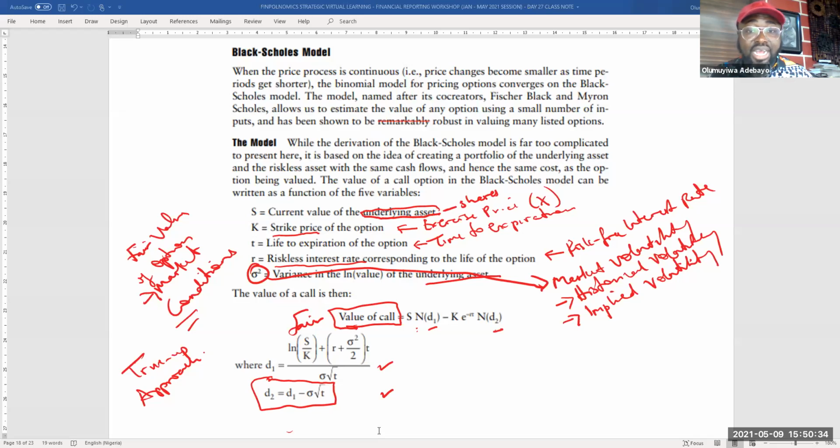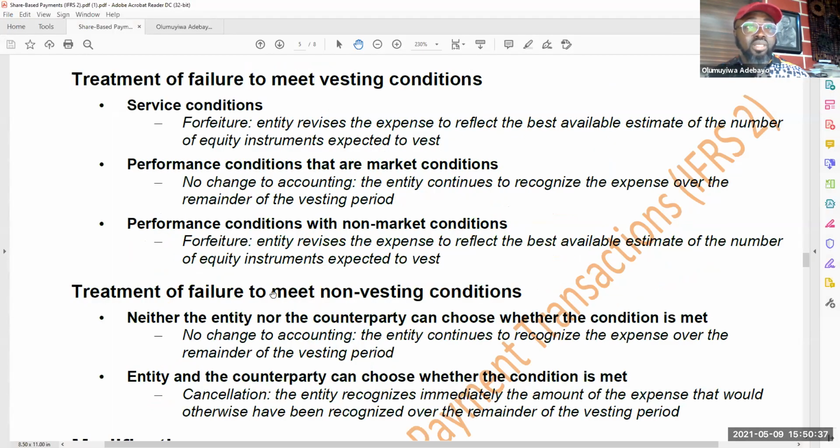But before then, I want you to finish the others. Can you finish the others? Treatment of failure to meet vesting conditions. Now we are at performance conditions with non-market conditions. Go ahead. Can you unmute? Sorry, I've done that. Performance conditions with non-market conditions: the entity reverses the expense to reflect the best available estimate of the number of equity instruments expected to vest.